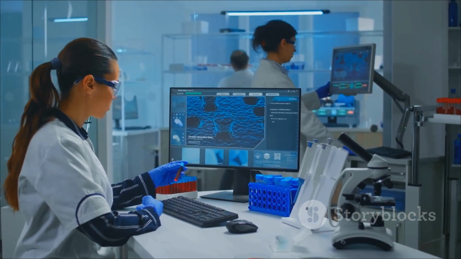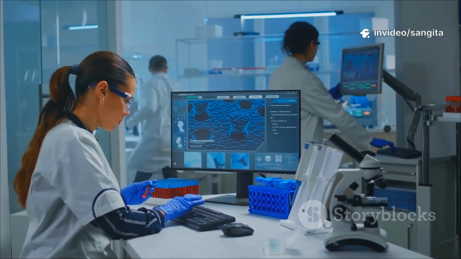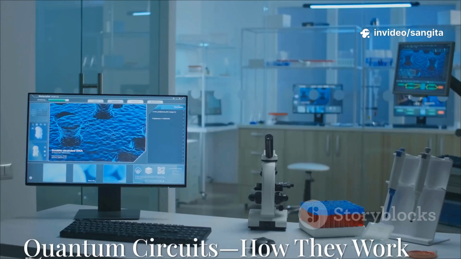Now, let's hop onto quantum gates and circuits. Just like classical computers use logic gates, quantum computers use quantum gates to manipulate qubits.